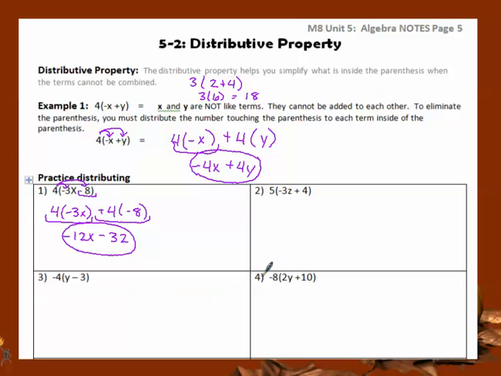You try number 2. Try it on your own, pause the video here, and when you're ready, unpause the video and we'll do it together.